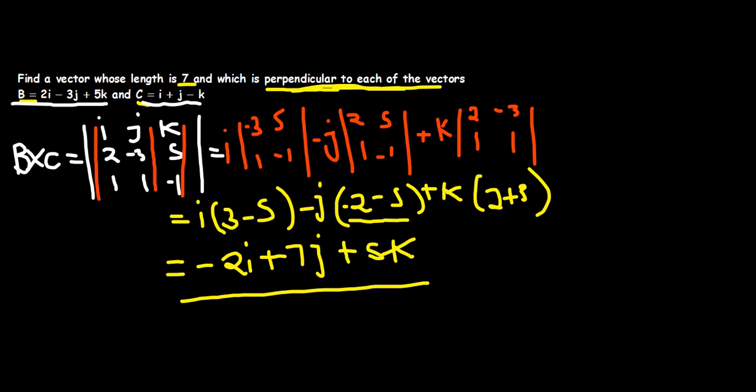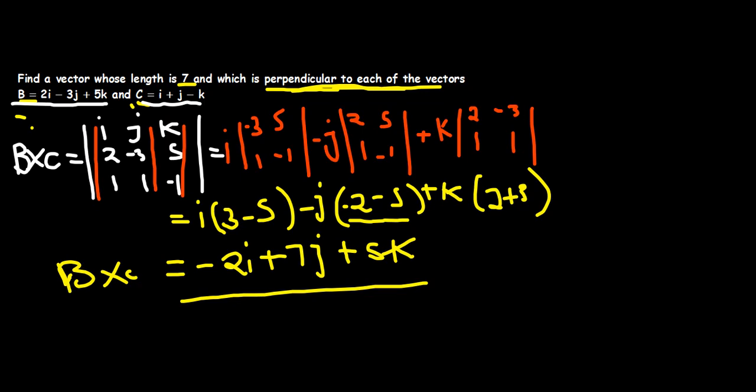So this here is our cross product. Remember, our aim is to find a vector that has length 7 and is perpendicular to both of these. First of all, we've calculated a vector that is perpendicular to vector b and vector c. So how are we going to make that vector have a length of 7? We're just going to find first of all the unit vector of this b cross c, and then we're going to multiply that unit vector by 7. That's what we're going to do.